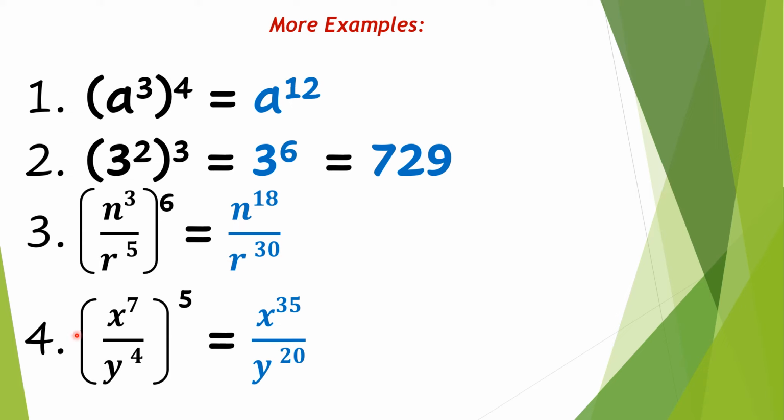Okay, next example number 4. Given the quantity x raised to 7 over y raised to 4 raised to 5. So, the same with number 3, copy x, 7 times 5 is 35 over y, 4 times 5 is 20. So, we have here x raised to 35 over y raised to 20. So, hindi na po na yun masisimplify kasi magkaiba yung base nila. Ang base dito is x, yung base dito is y.